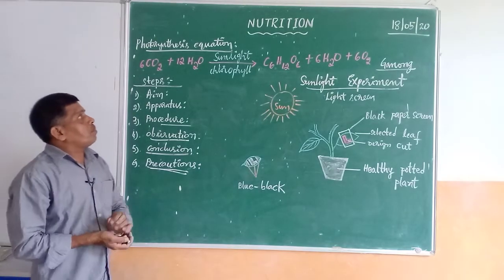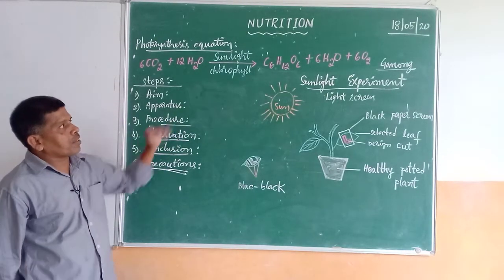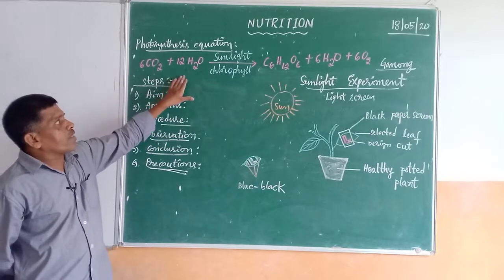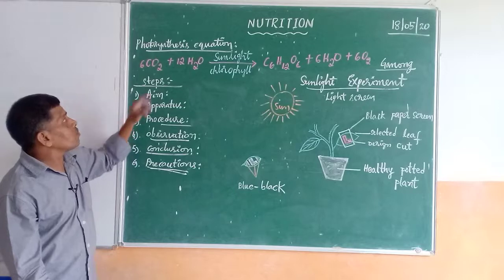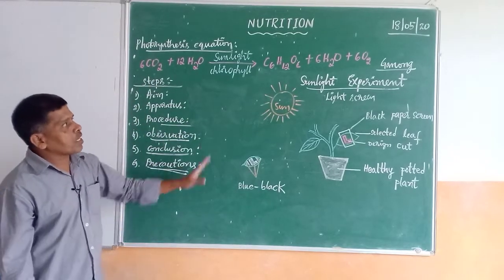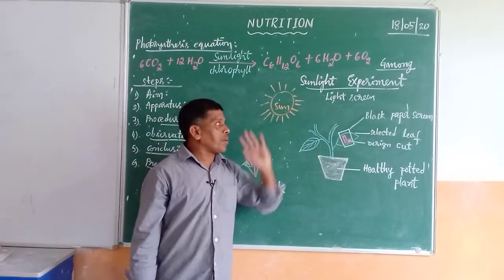Right. Children, now let us go to one more experiment, the third experiment. From the exam point of view, 4-mark questions and essay questions are very important here. So, one more experiment we have got here: the third experiment, the sunlight experiment with correlates.